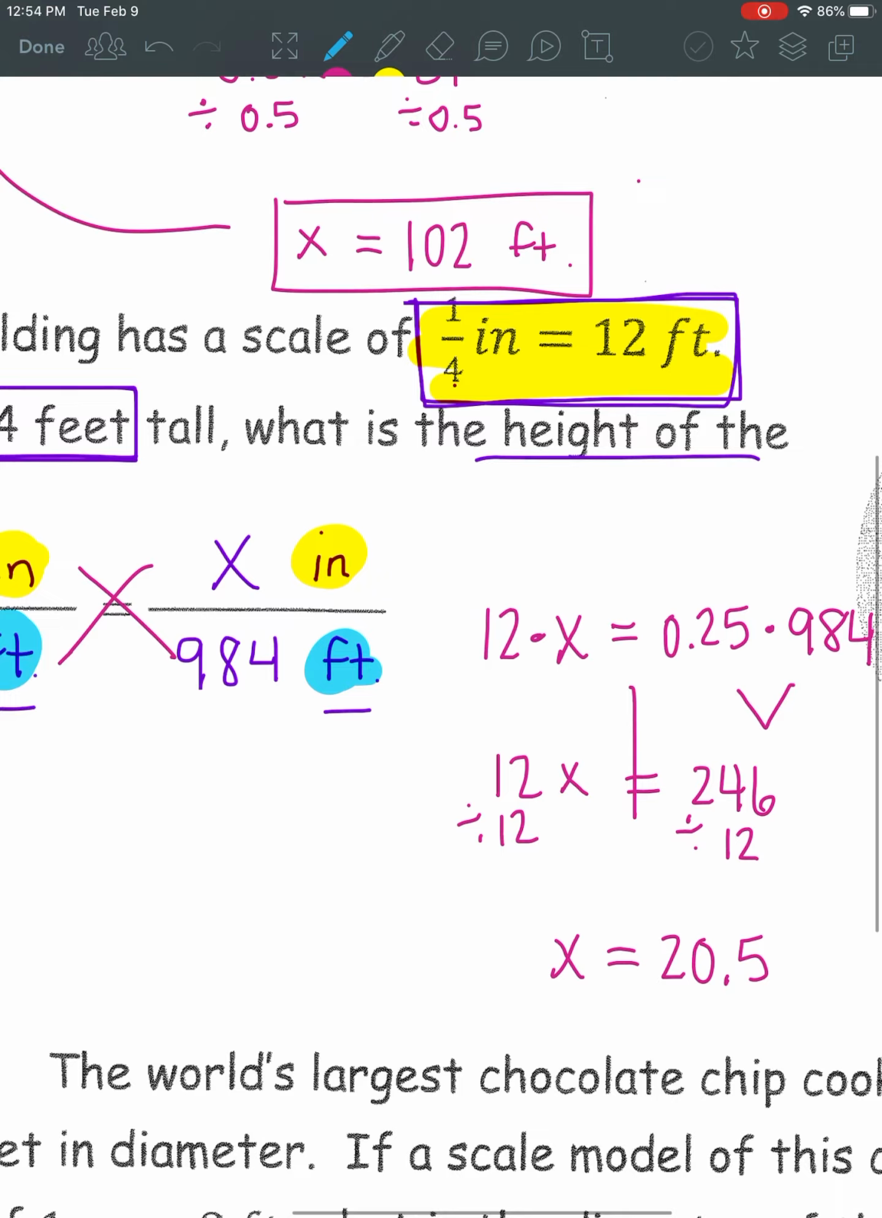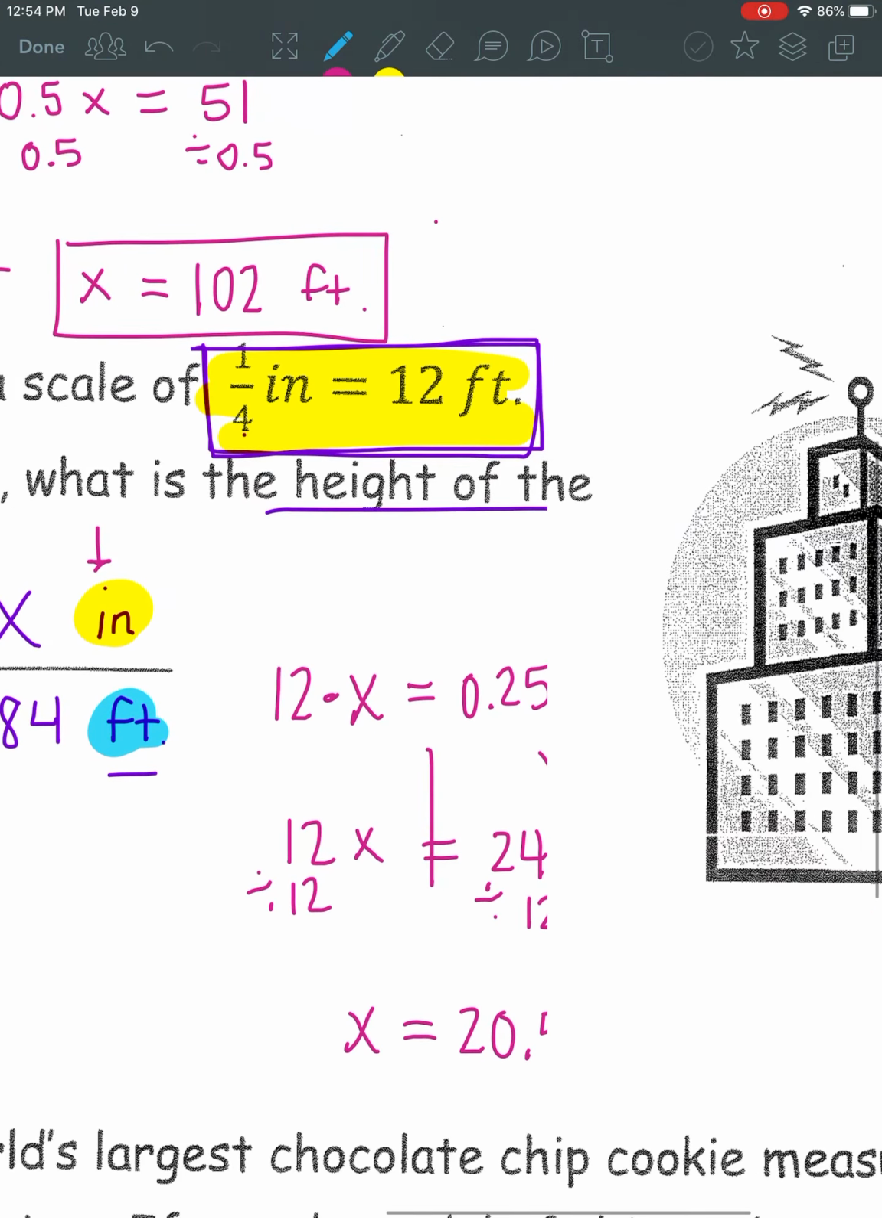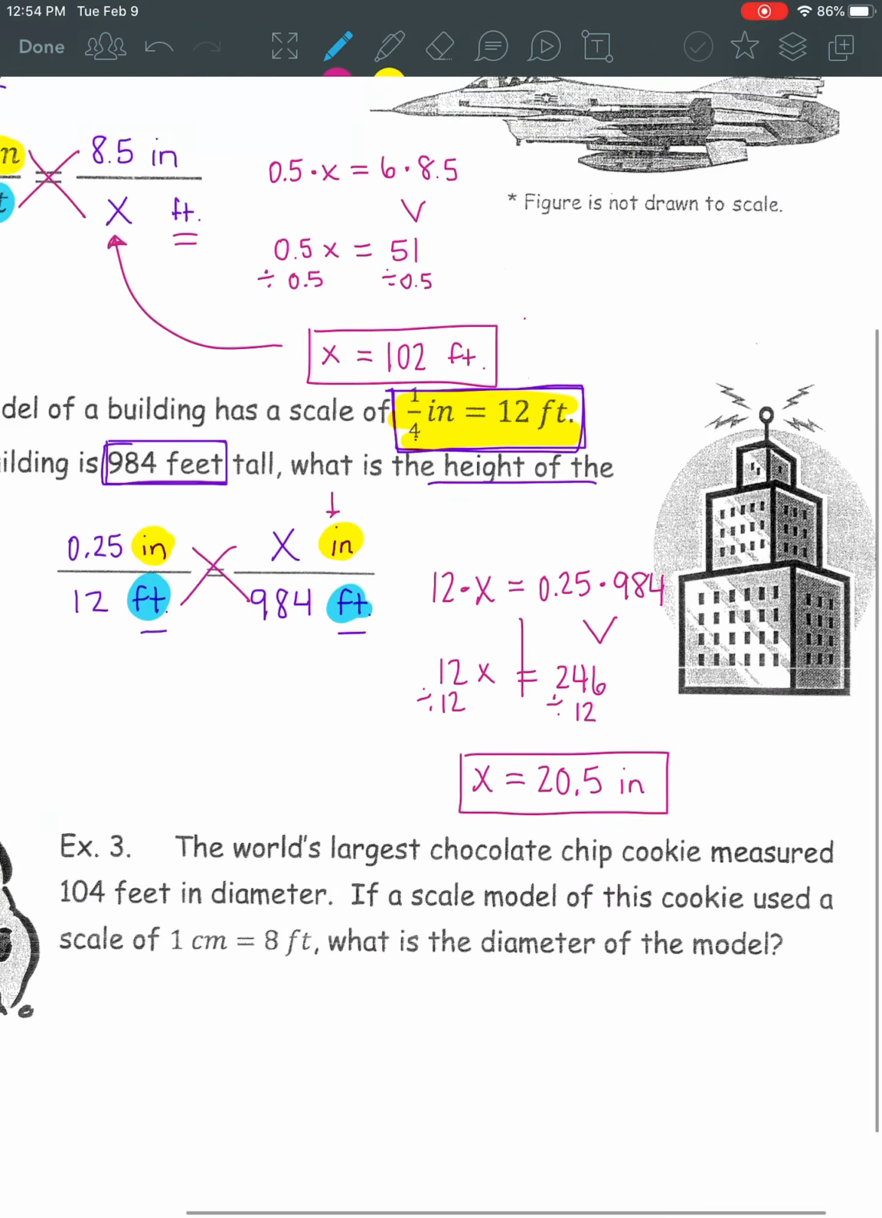Again, we need to label our answer. So x, and we already put it in our proportion. This represents the height of the model. So the model is 20.5 inches tall.